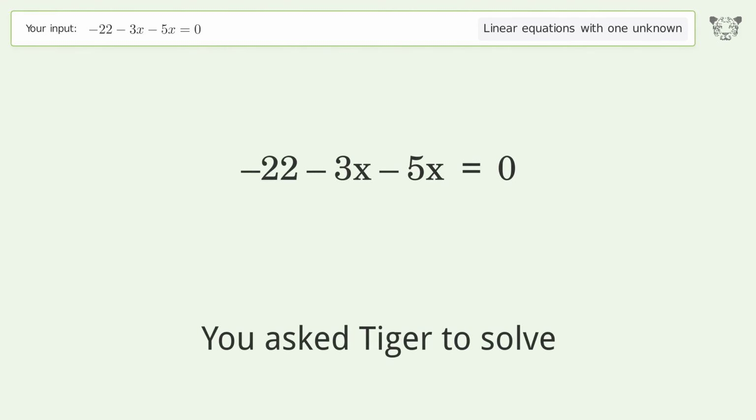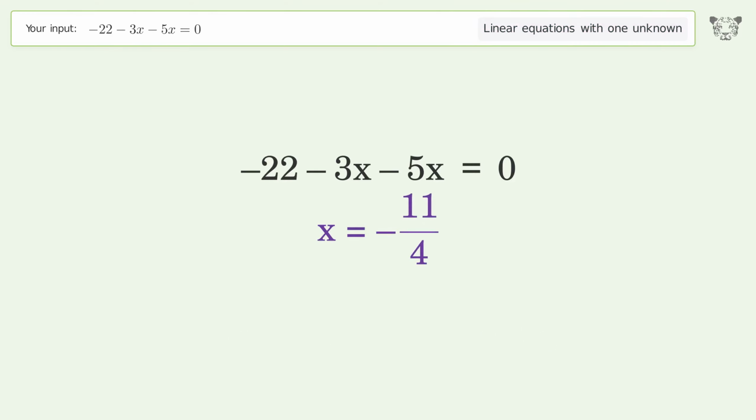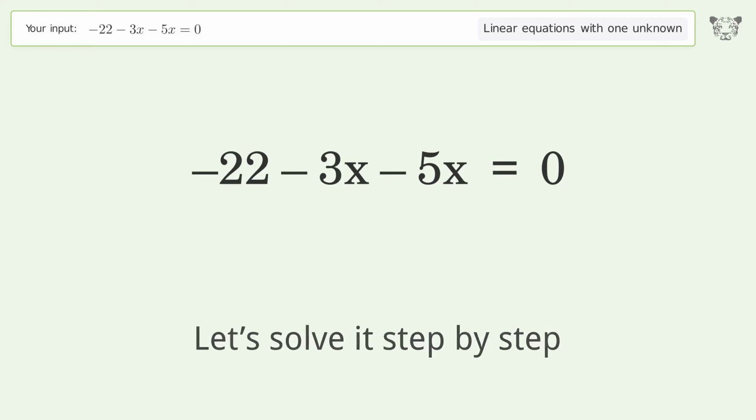You ask Tiger to solve. This deals with linear equations with one unknown. The final result is x equals -11/4. Let's solve it step by step.